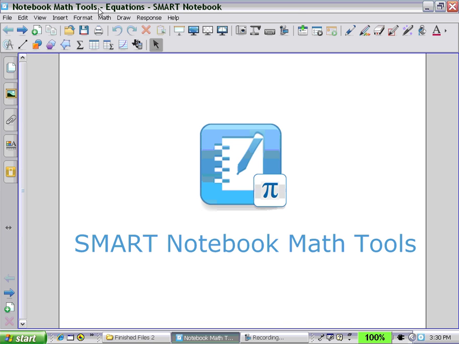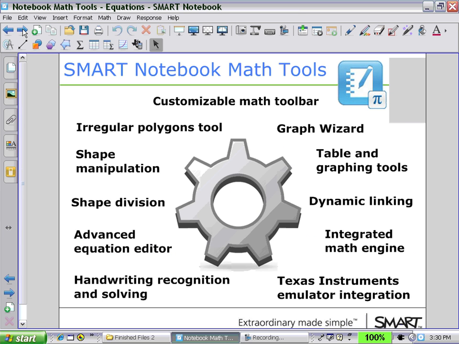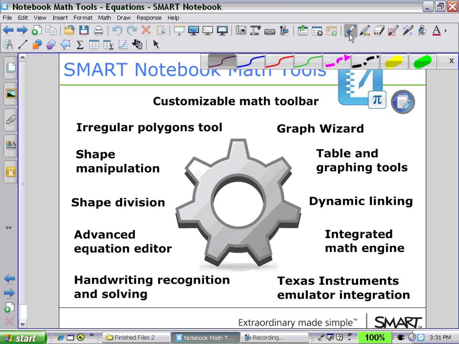Welcome to Smart Notebook Math Tools. In this session, we'll be looking at how to use the equation editor and also the handwriting recognition tool.